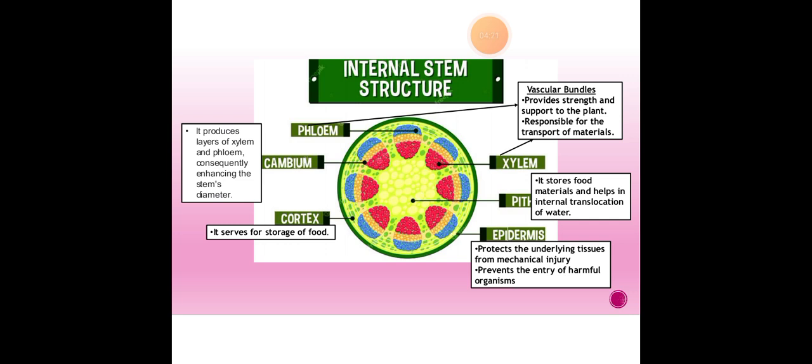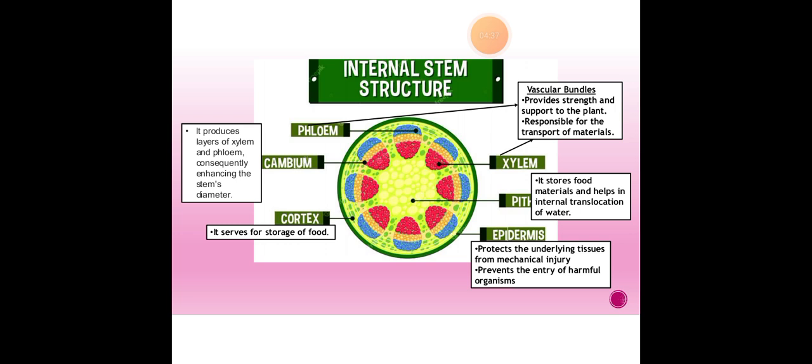Then we have the xylem. Now what is xylem? Xylem and phloem together are known as vascular bundles. This is a point to ponder and to note as well: whenever you talk about phloem and xylem together, you say vascular bundles.